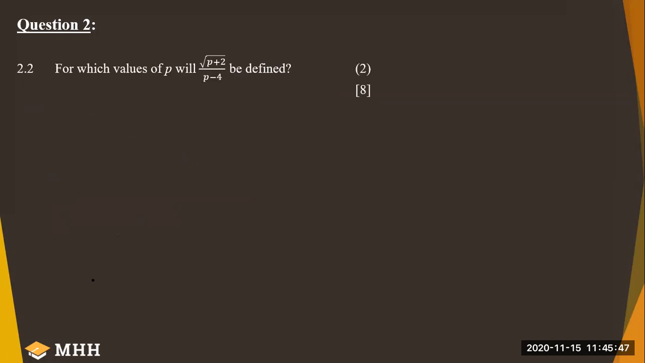Next one. For which values of p will this one be defined, right? Now, when is something defined? Defined is when it's okay, right? It's when it's okay.